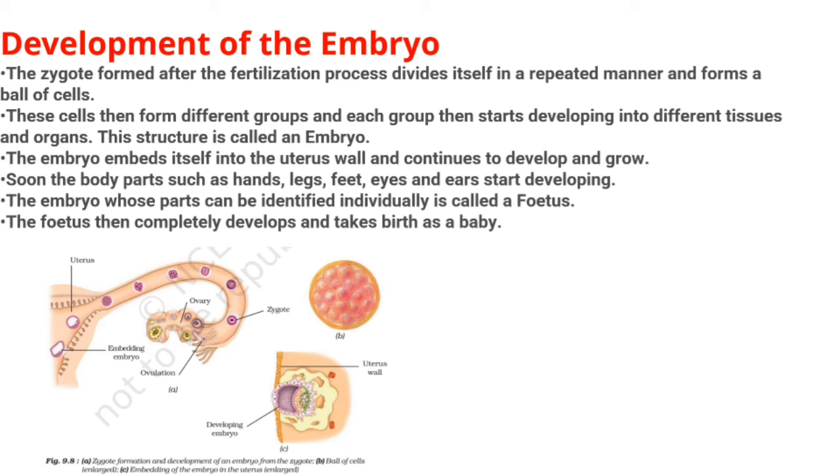Basically, the embryo embeds itself into the uterus walls, and then gradually grows. Soon the body parts like the hands, legs, feet start developing, and when these parts can be identified, it is known as fetus. Once the fetus is fully grown, then the baby takes birth.